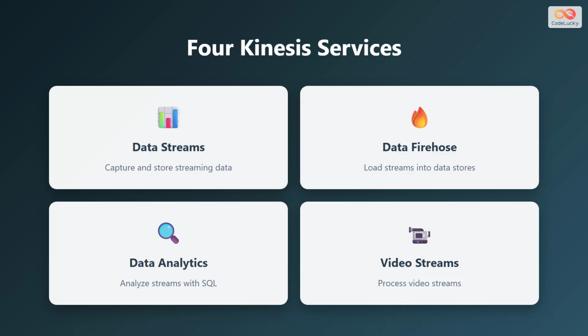Amazon Kinesis offers 4 distinct services, each designed for specific use cases. First, we have Kinesis Data Streams, which captures and stores streaming data for custom processing. Second is Kinesis Data Firehose, which loads streaming data directly into AWS data stores and third-party services. Third, Kinesis Data Analytics allows you to analyze streaming data using standard SQL queries or Apache Flink. Finally, Kinesis Video Streams is specialized for processing and analyzing video streams from connected devices. Each service plays a unique role in the Kinesis ecosystem, and you'll often use them together to build comprehensive real-time data solutions.